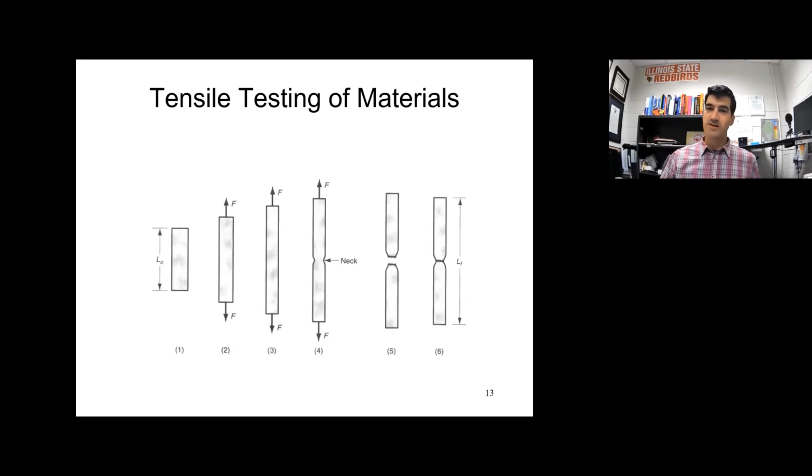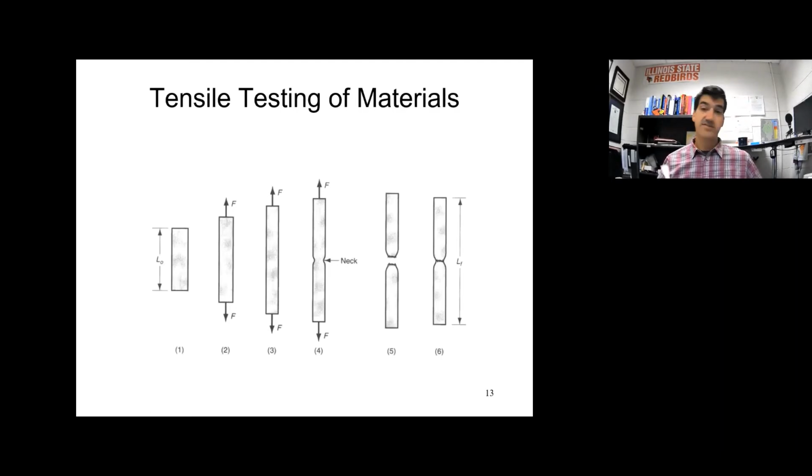Here's what ductile specimens tend to look like as you pull them apart. L sub 0 means the original length of the part. So it might look something like this. Originally, this is untested. And then as you stretch it and pull it apart, if it is a ductile material, then at some point you will start to see something called necking. Necking is a rapid localized reduction in cross-sectional area.